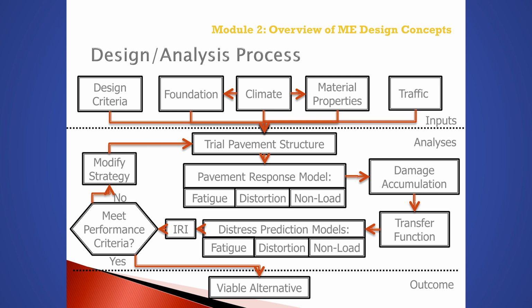The input categories include traffic, material, layer properties, climate, foundation, and design criteria, and that design criteria does include reliability. The computational analysis includes the mechanistic component or the response model to compute critical pavement responses. For asphalt pavement, the response model is elastic layered theory, while for rigid pavements, a finite element analysis model combined with neural networks is used to compute pavement response.